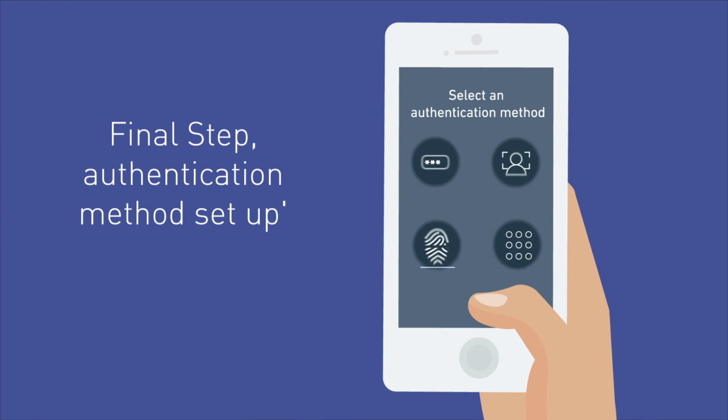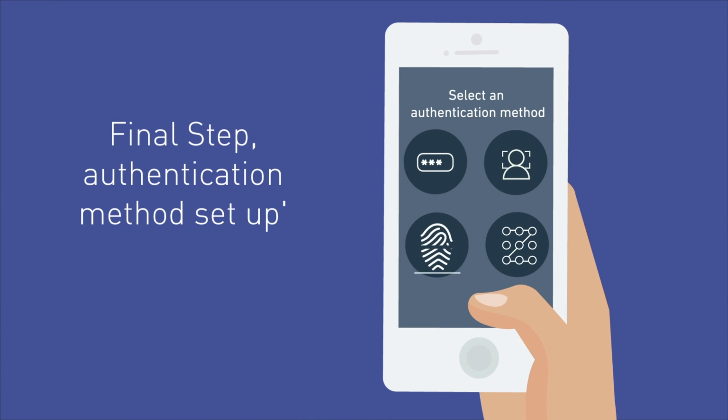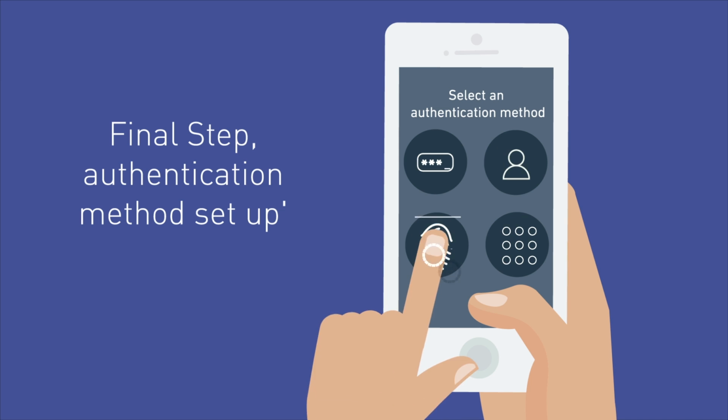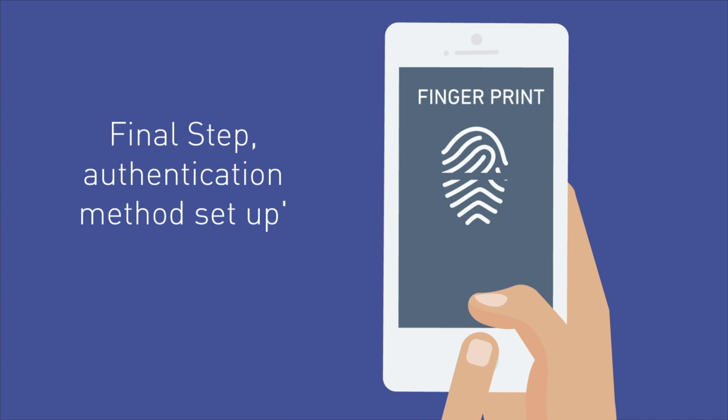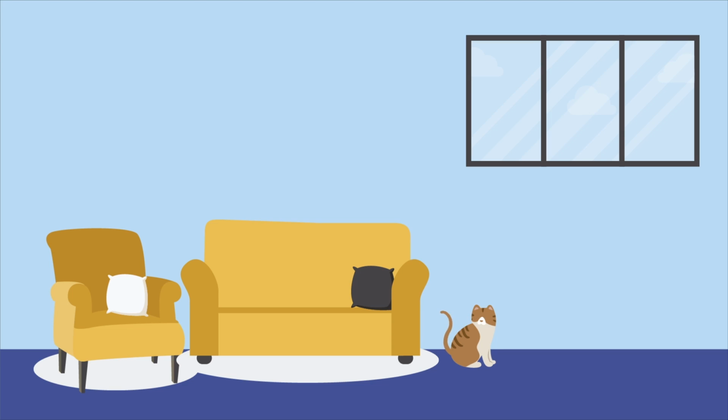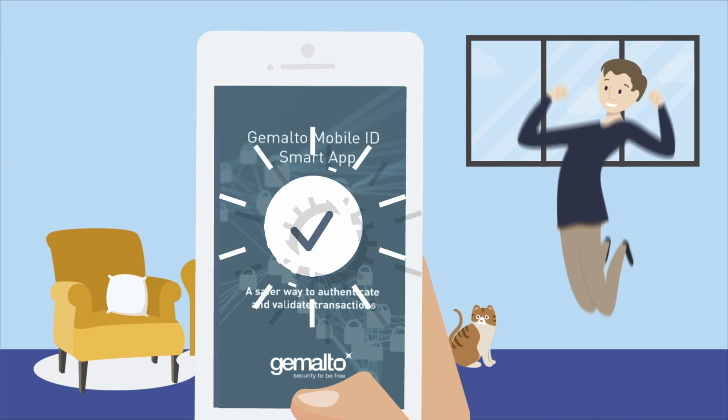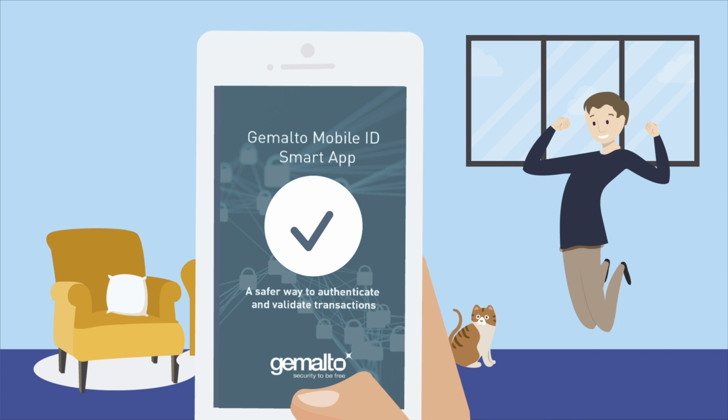To finalise the registration process, John simply selects his preferred ID method to activate the app, such as a PIN, pattern, facial biometrics, or fingerprint. Gemalto's mobile ID smart app is now activated and ready to be used, and John is all set for a safer and more convenient digital experience.